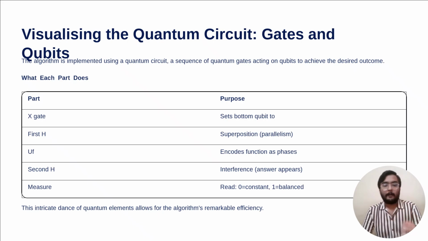X gate purpose: sets the bottom qubit to 1. First H: superposition. Then the oracle Uf encodes the function as phases. Second H: interference. Measure: reading 0 means constant, 1 means balanced.